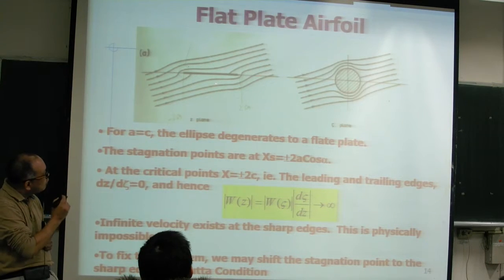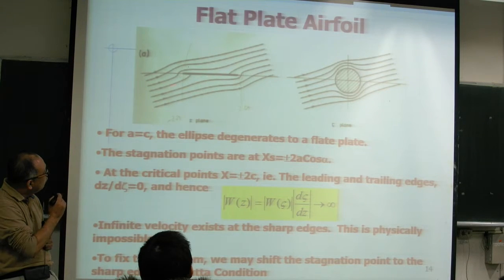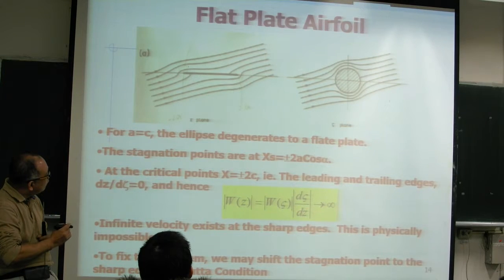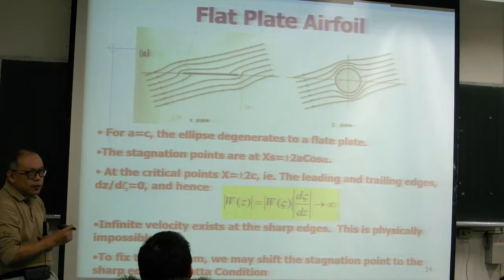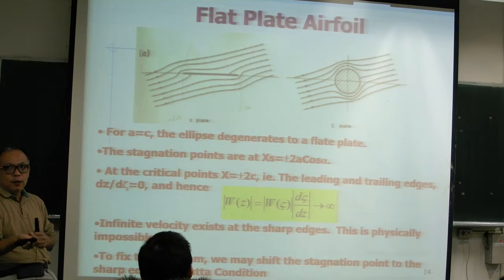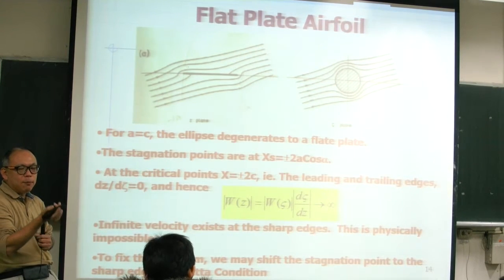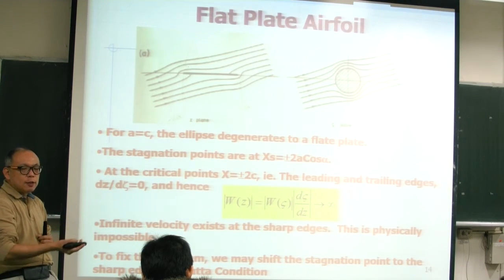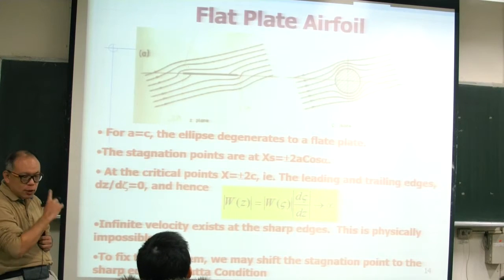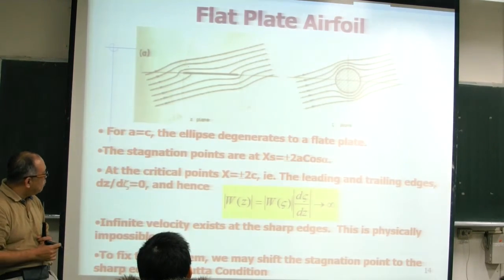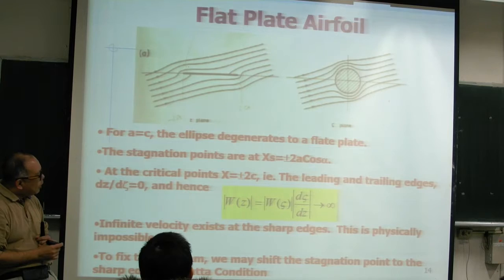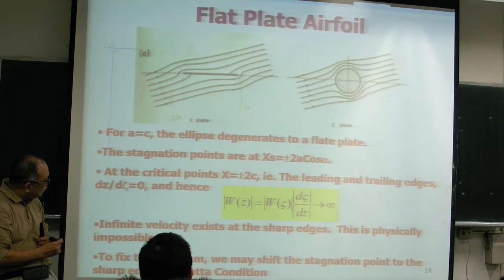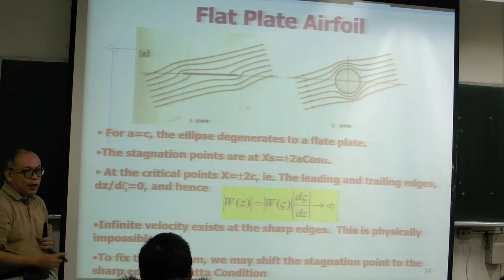We do the transformation. However, we find that for flow over a flat plate, at this point here, we get a velocity approaching infinity. That's impossible, and this is not real. Physically, or in practice, this cannot occur. So how do we look at this problem, or how do we fix this problem? How to fix the problem is using the so-called Kutta condition, and I will introduce what the Kutta condition is.